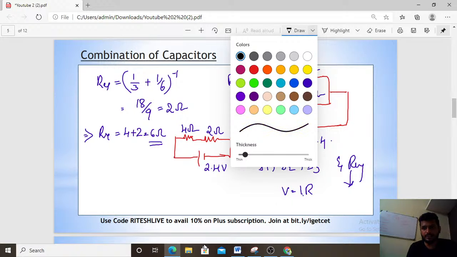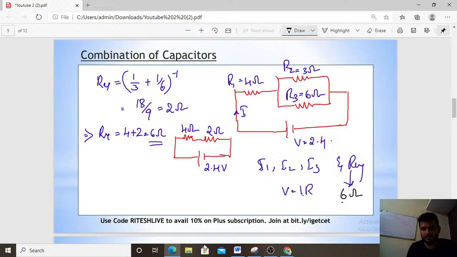R equivalent is 6 ohms. So this is the first answer. Okay, then I need to find the current all over the resistors. So for that, first I need to find I net here. Okay, I net. So how can I find I net?